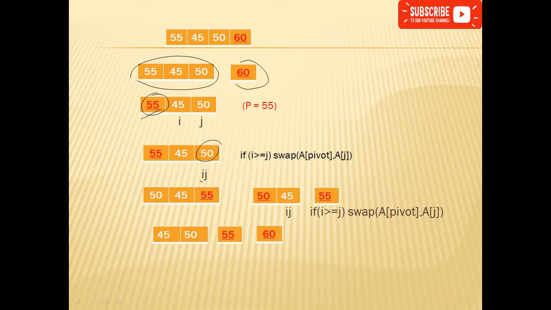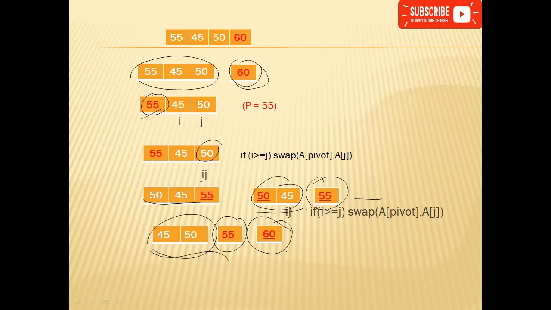But again observe that i reached j. In that situation, swap with the pivot. So I swap, and we need to divide it. 50, 45, and 55. I divided into 2 parts. Right hand side I don't have anything, so left hand side I have. Then these 2 elements will be sorted, same process. 55 will be there and 60 is there. So I will merge all, and finally we'll get 45, 50, 55 and 60.